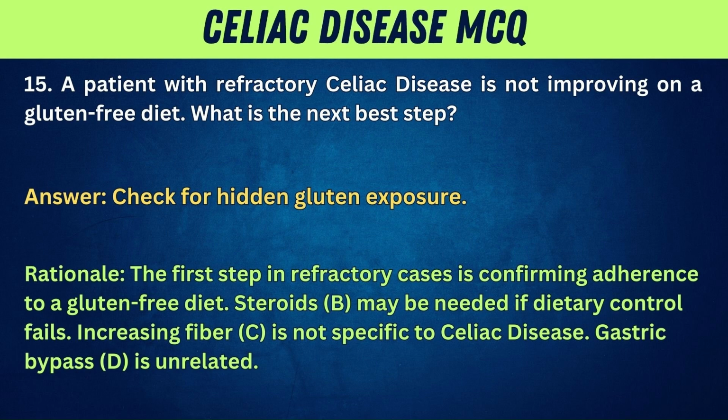Rationale: the first step in refractory cases is confirming adherence to a gluten-free diet. Steroids, B, may be needed if dietary control fails. Increasing fiber, C, is not specific to celiac disease. Gastric bypass, D, is unrelated.